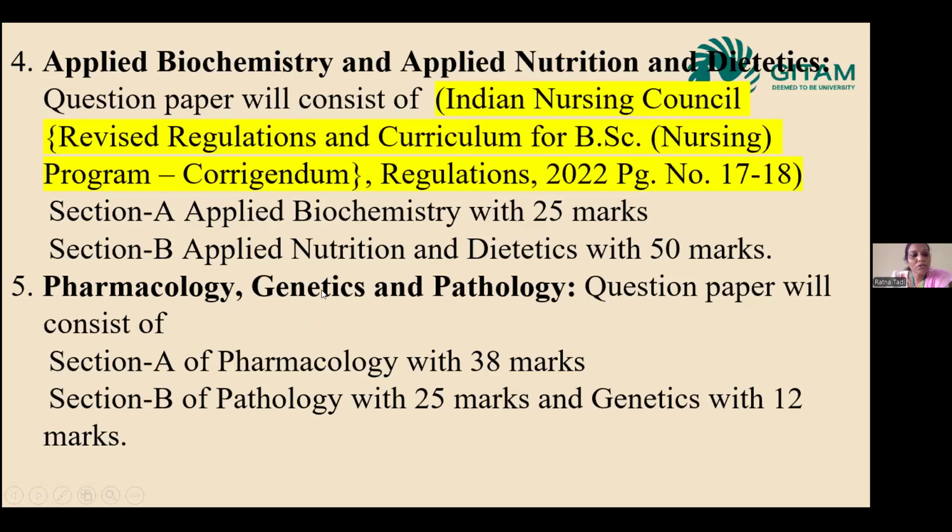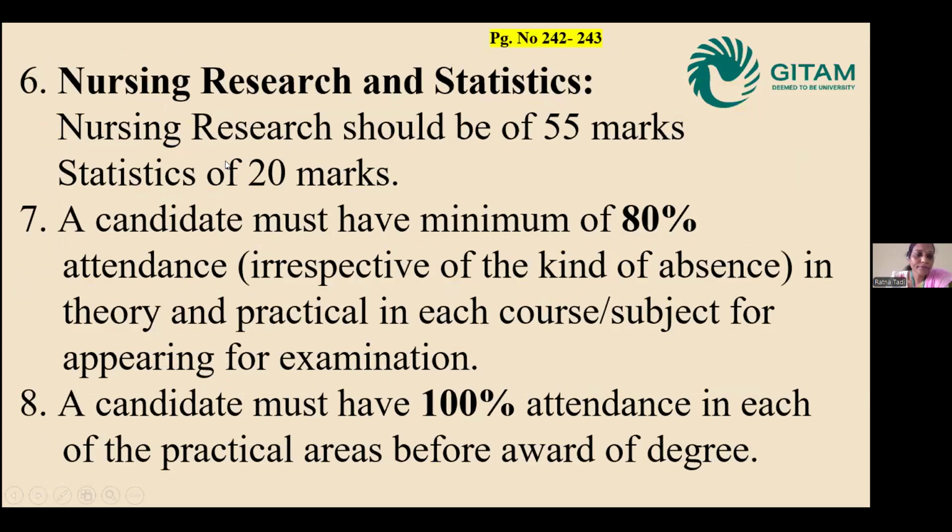So PPG, we have section A of pharmacology with 38 marks, and then we have section B of pathology with 25 and genetics of 12 marks. Then we have nursing research. Nursing research should be of 55 marks and statistics should be of 20 marks.